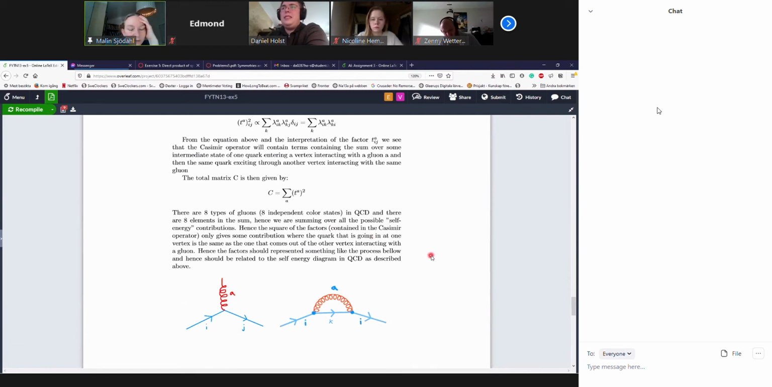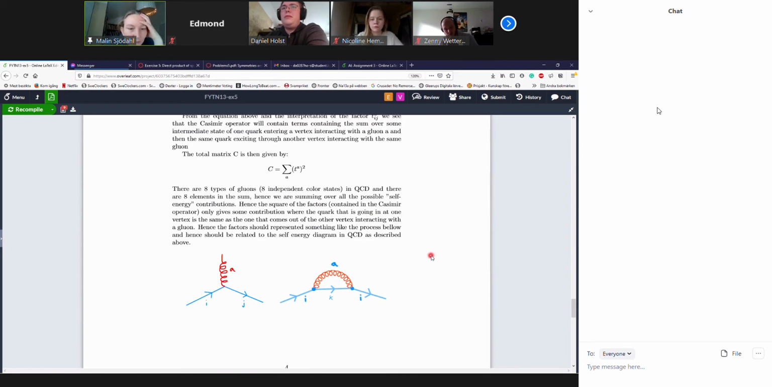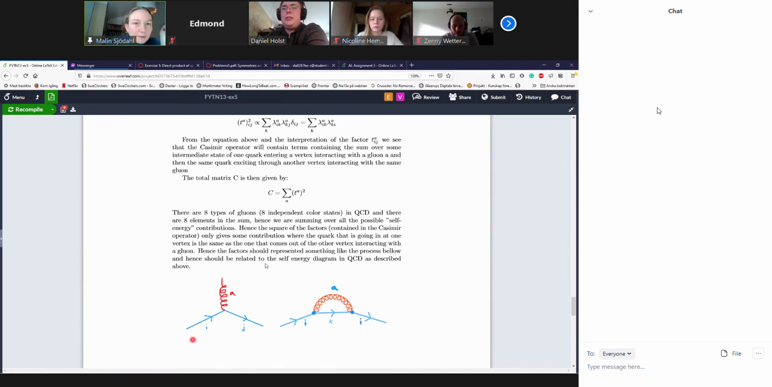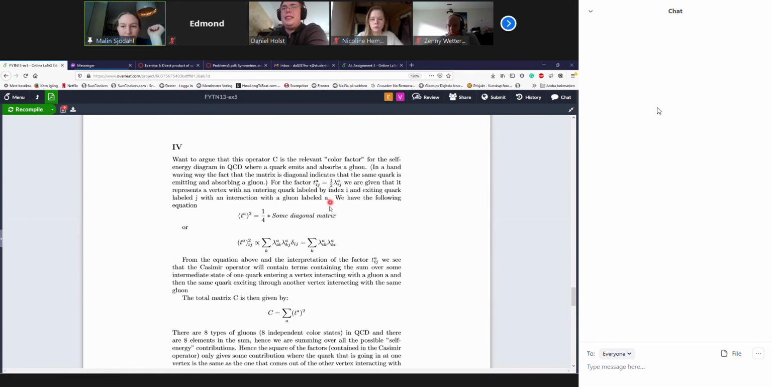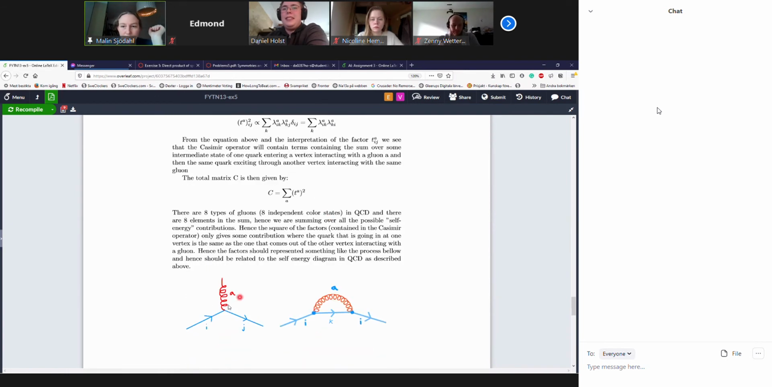So you have exactly the diagram that you have drawn there with the red gluon. So I interpreted it like this: we can take this first factor Tij, and we can interpret it as this diagram, one of the basic diagrams in QCD. So we have one quark coming in and then another quark coming out, and then A. And then if we multiply them together, we get 2 vertices, and then we have this intermediate state that we sum over, and then this gluon that connects with the same quark.